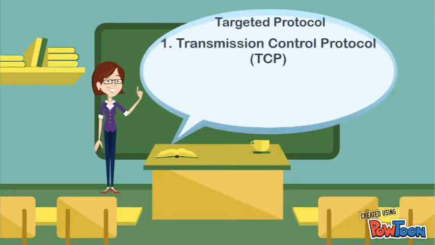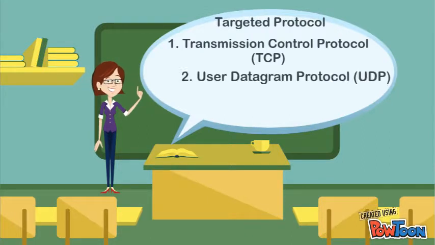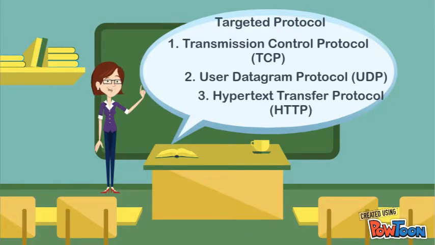First protocol is the Transmission Control Protocol, TCP. Second protocol is the User Datagram Protocol, UDP. The last protocol is Hypertext Transfer Protocol, HTTP.